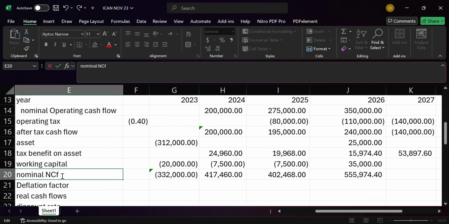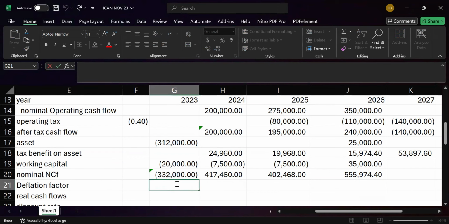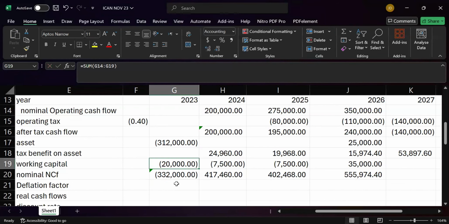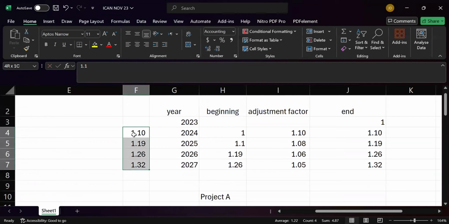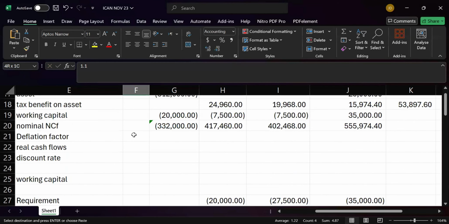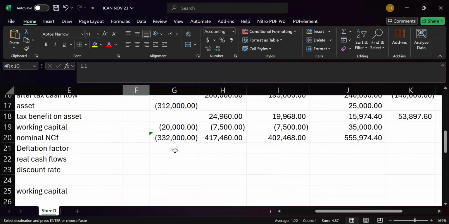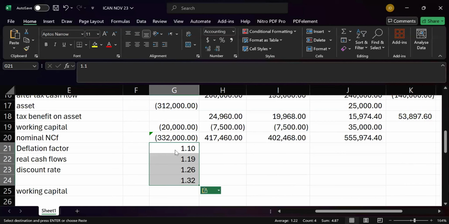So I cannot discount this cash flow now with the 10% real discount rate. At this point, I want to convert this nominal cash flow to real cash flow. So I need to deflate. So I will deflate the cash flows before I discount. At this point, I can do two things. Either convert my discount rate to a nominal discount rate, then I discount. Or I deflate the cash flows and use the real discount rate. Which is what I'm doing here.